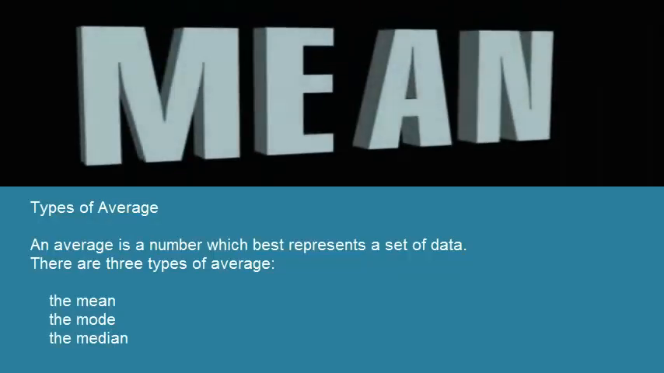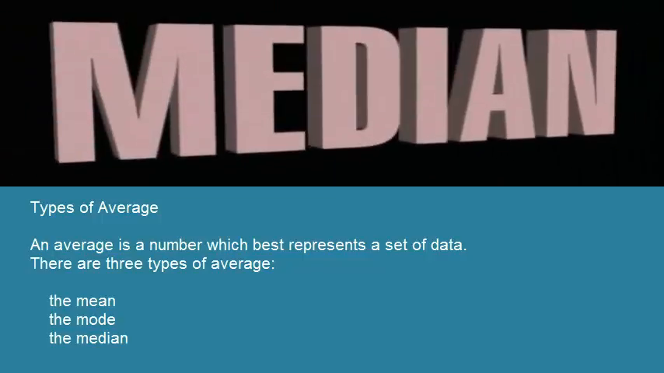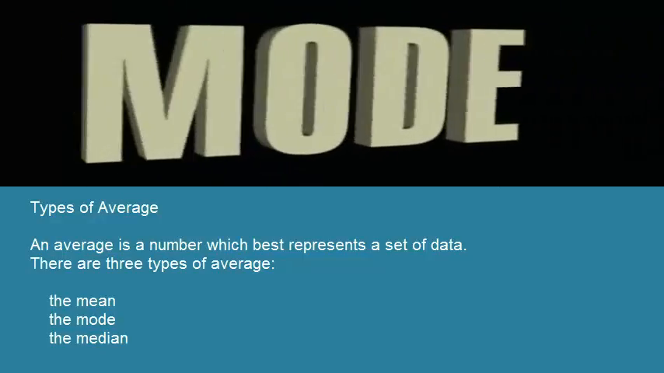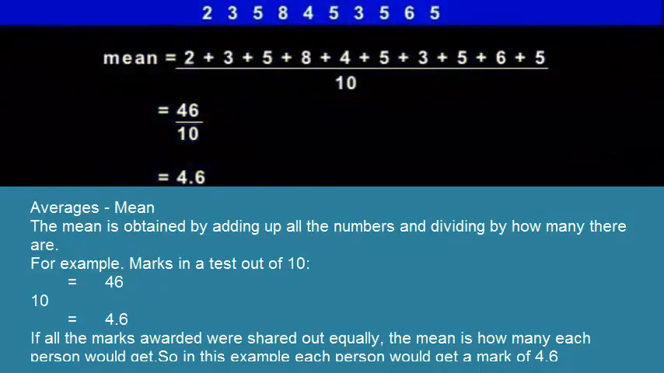An average is a number which best represents a set of data. There are three types of average: the mean, the mode, the median. The mean is obtained by adding up all the numbers and dividing by how many there are.